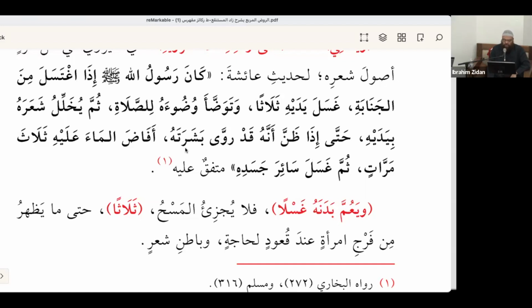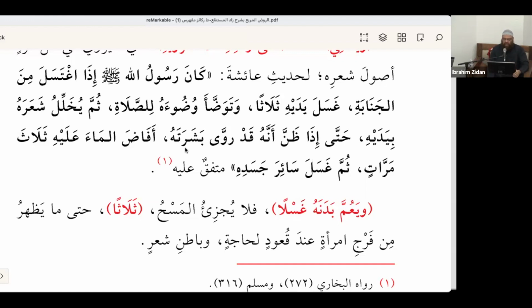حتى ما يظهر, so the entire body, even as he says, حتى ما يظهر من فرج امرأة عند قعود لحاجة. Even the things that are covered or not shown, but when a person sits, it appears. Like the private part, he says, من فرج امرأة, if she sits. لحاجة, if she sits for a reason. So that means not the inside of it, but the outside. But the outside that shows if she sits.